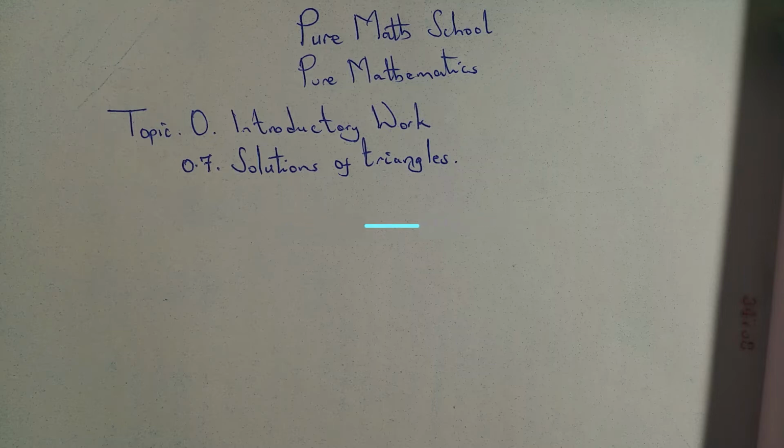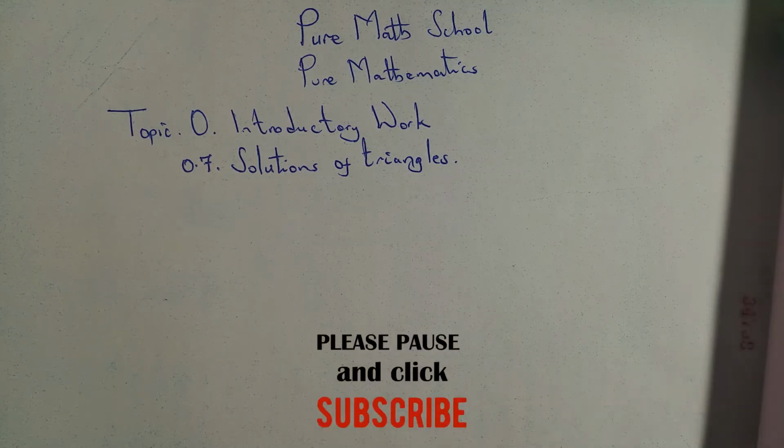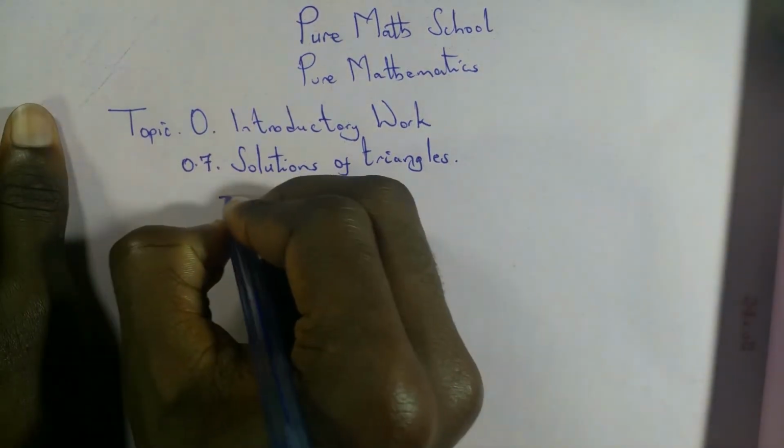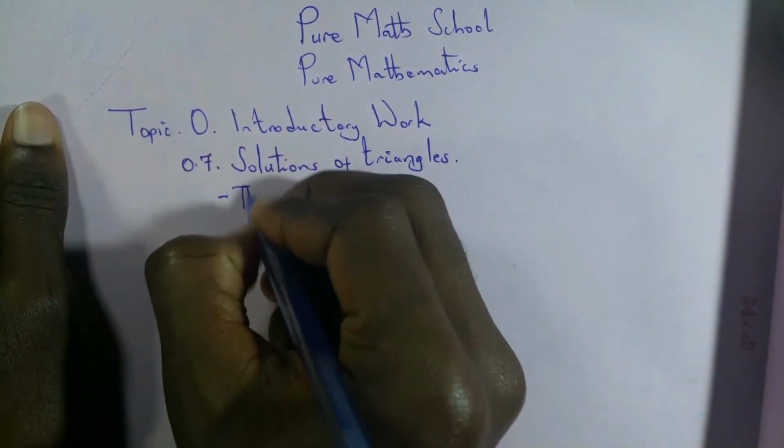Today we are going to continue with our introductory work. We are now on the 7th part of the introductory work. Today we are looking at solutions of triangles. Under this we are going to look at three things. We're going to look at the cosine rule.